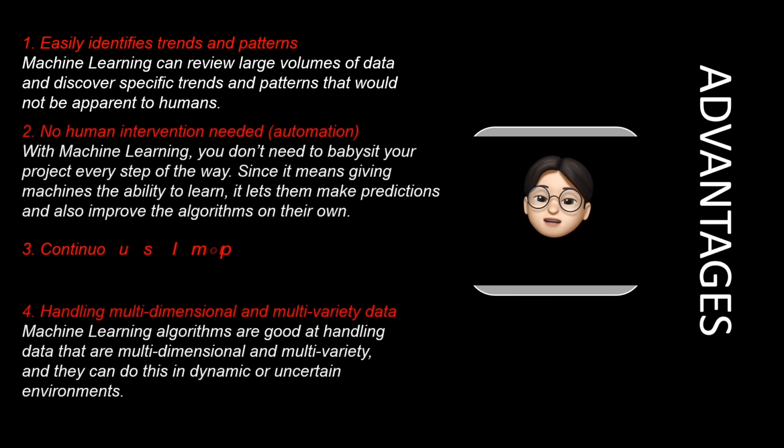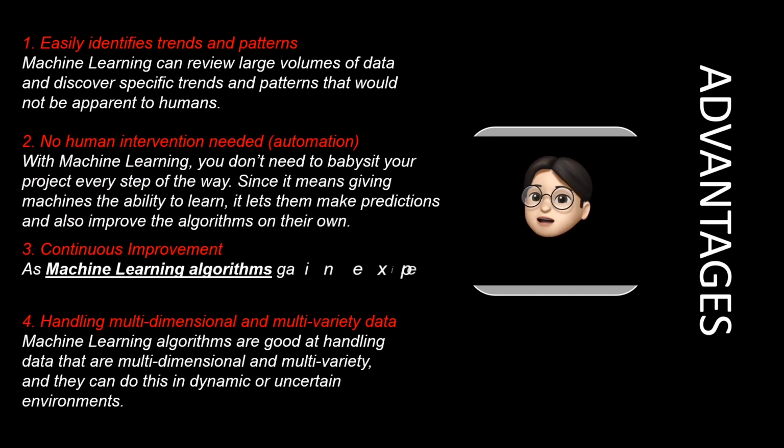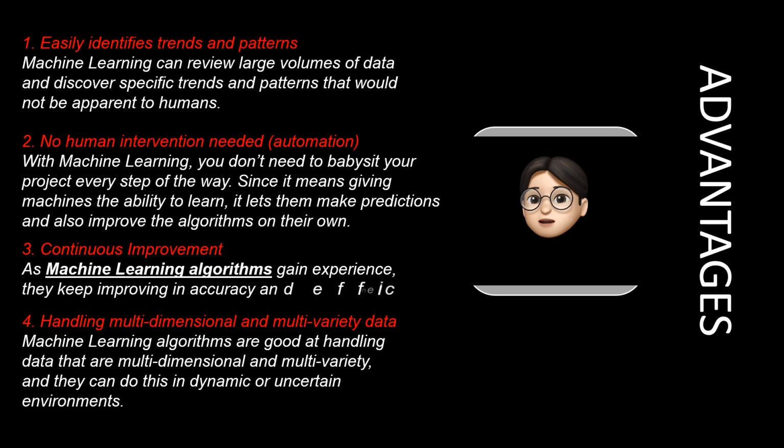Okay, next, the advantages of machine learning. Number 1 is it can easily identify threats and patterns because it can review large volumes of data and discover specific threats and patterns. Next is no human intervention needed, which is automation, since it means giving the machine the ability to learn, so that it makes predictions and also improves the algorithm on its own. Next is continuous improvement. As machine learning algorithms gain experience, they keep improving accuracy and efficiency. And lastly, they can handle multi-dimensional and multi-variety data.